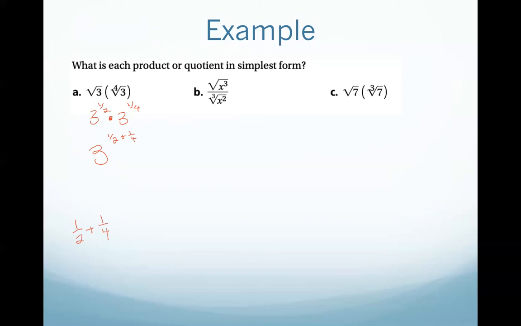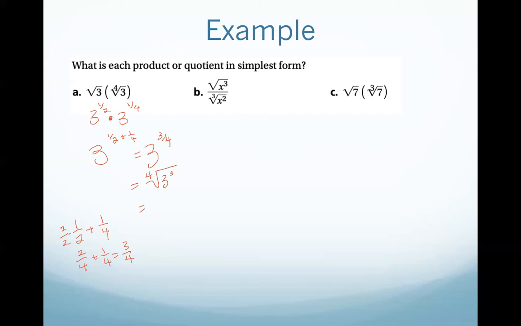Okay, so 1/2 and 1/4, my LCD is 4, so I'm going to multiply the first one by 2/2. That's 2/4 plus 1/4, which is 3/4. So I can say this is equal to 3 to the 3/4, or the 4th root of 3 cubed.